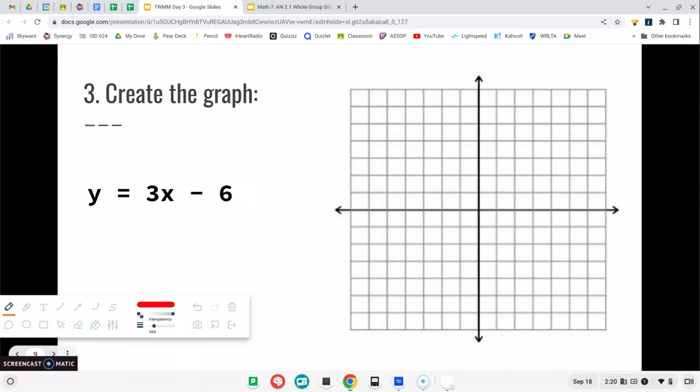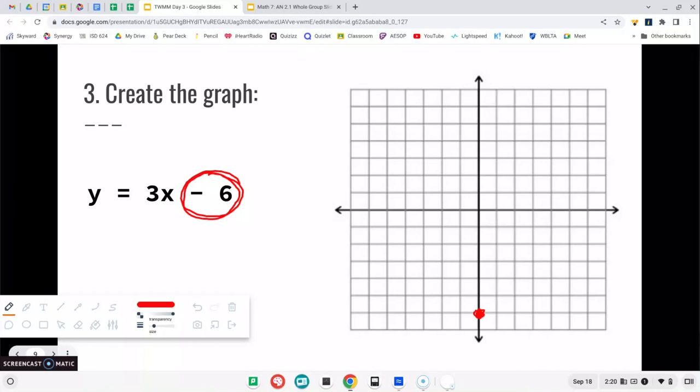Number 3, okay, so this time, again, start with your y-intercept, the one that's not by the x. Okay, so here, my y-intercept, notice that there's a minus sign in front of it. So that actually means that we're at -6. Okay, so your first point should be down there at -6.